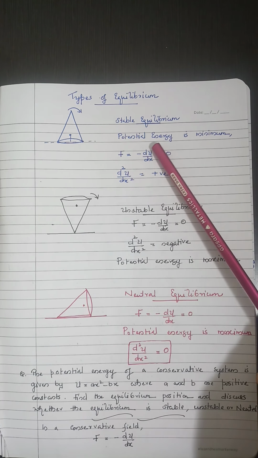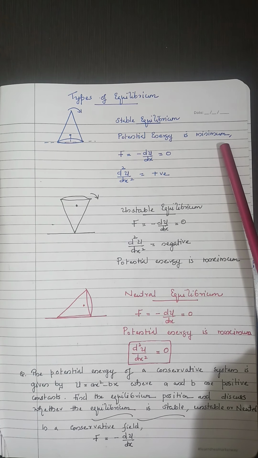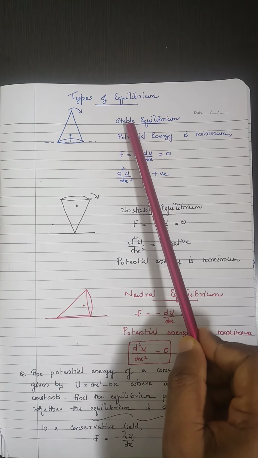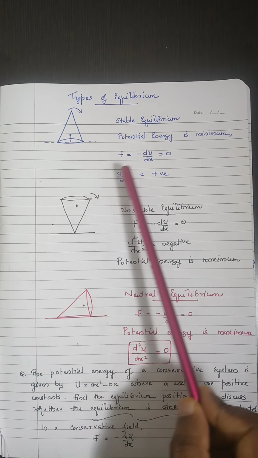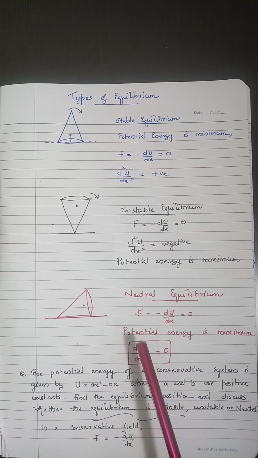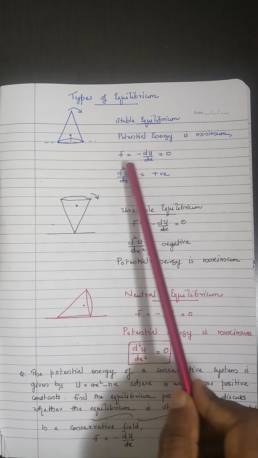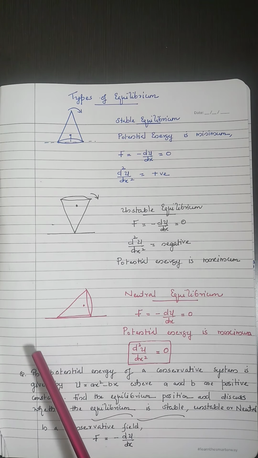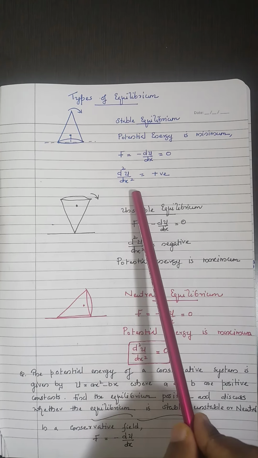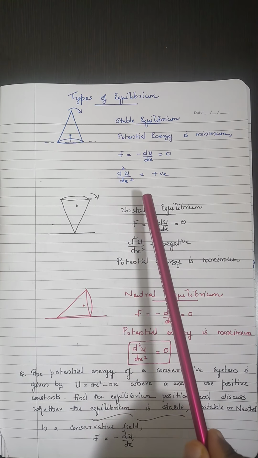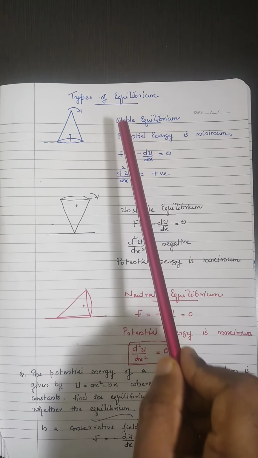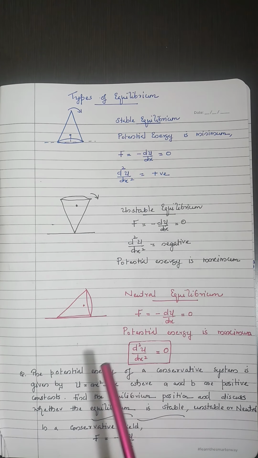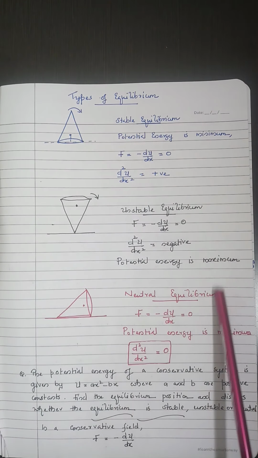So look at the important concept. The potential energy should be minimum, and this is the condition for SHM also. Whatever the condition, if it is said to be in equilibrium, the force must be zero. But to differentiate whether it is stable, unstable or neutral, this concept is very important: the second derivative of potential energy. If it is positive, we can say stable. Negative, unstable. Zero, neutral. This is a very important concept.